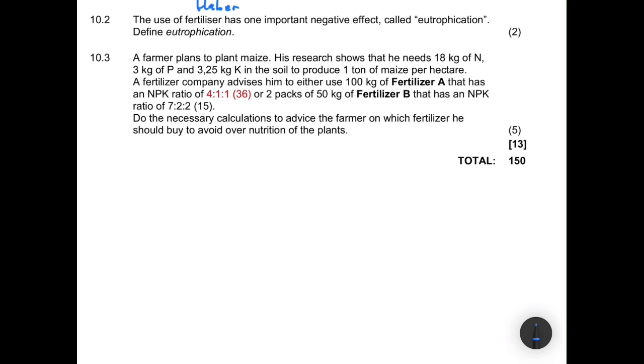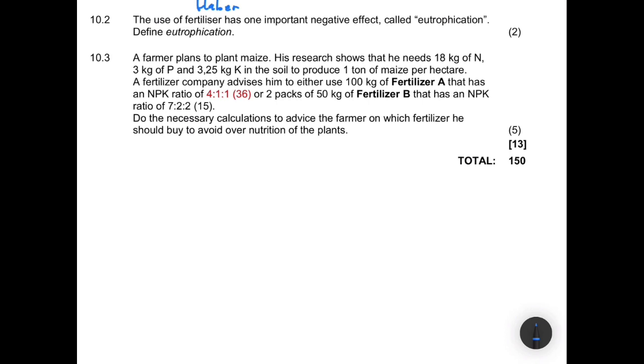A fertilizer company advises him to use 100 kgs of fertilizer A that has an NPK ratio of 4:1:1, or 2 packs of 50 kg of fertilizer B that has an NPK ratio of 7:2:2. Do the necessary calculations to advise the farmer on which fertilizer he should buy to avoid overnutrition of the plants.